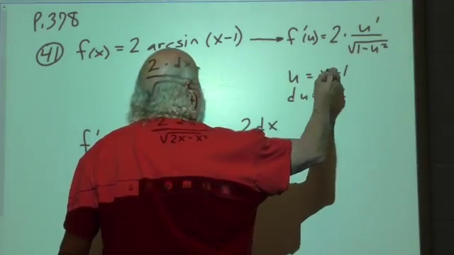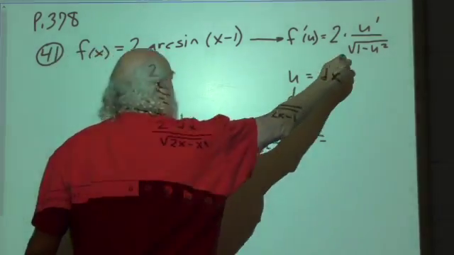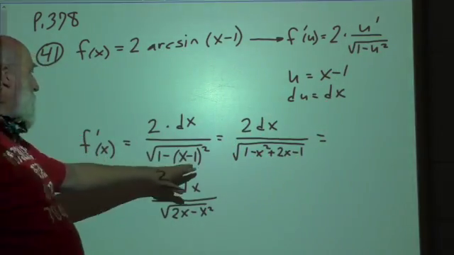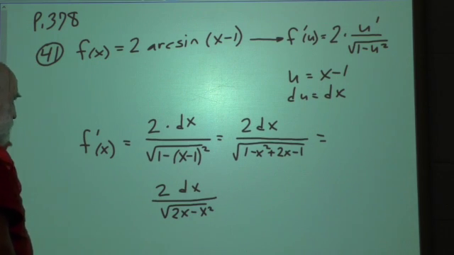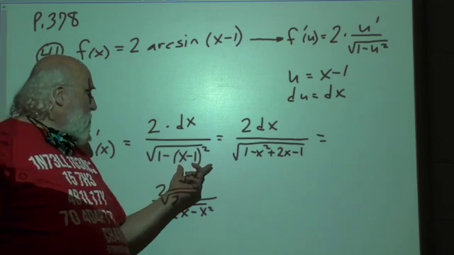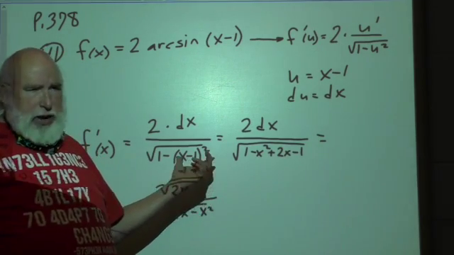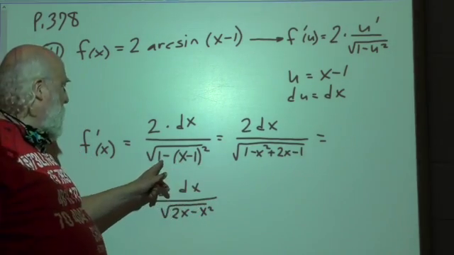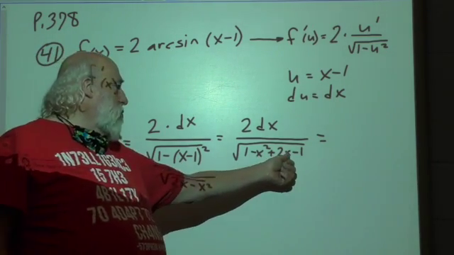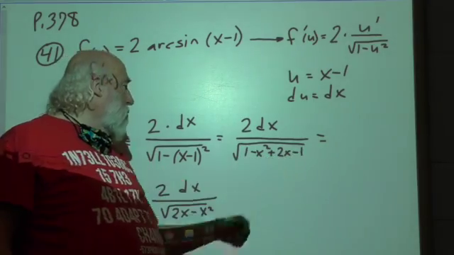And we said u is x minus 1. And so that's going to be the square root of 1 minus u squared, so that's going to be x minus 1 squared. And now it's just a matter of doing the mathematics for this. When you square x minus 1, you get x squared minus 2x plus 1. Subtract all that, change all the signs, so it becomes negative x squared plus 2x minus 1. The 1 and the negative 1 cancel out.